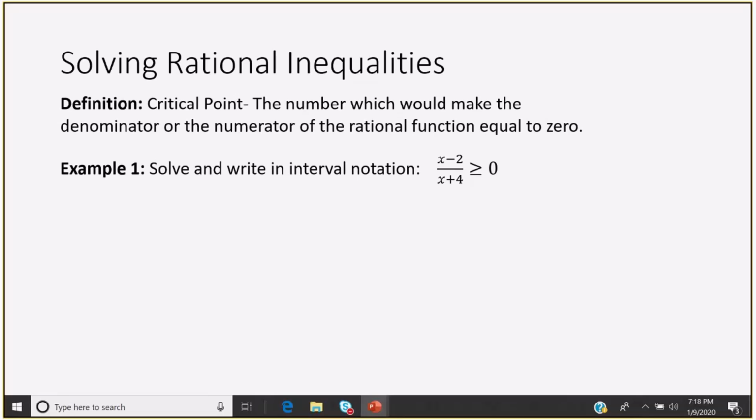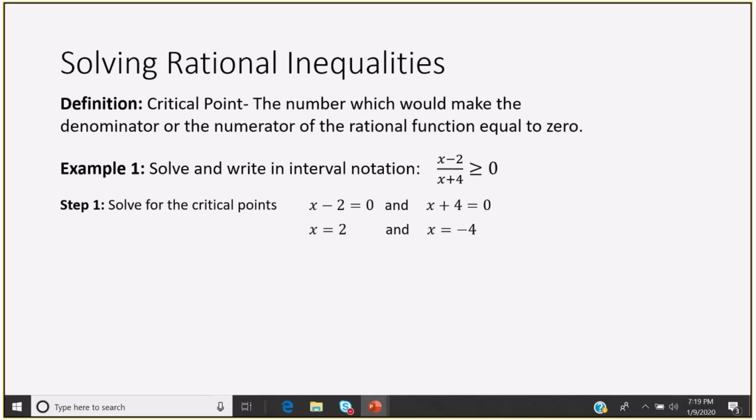We've kind of dealt with those first two steps already in this example. I have 0 on one side of my inequality, I have my expression on the other side, and everything is fully factored. So now I'm going to find my critical points. I find my critical points by setting each of the factors equal to 0 and then solving. So my two critical points are 2 and -4.